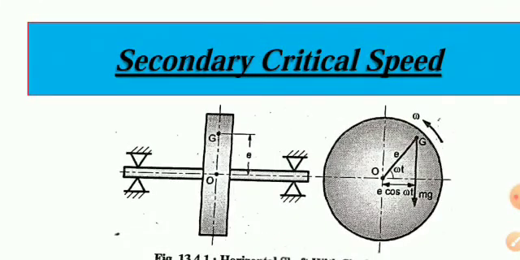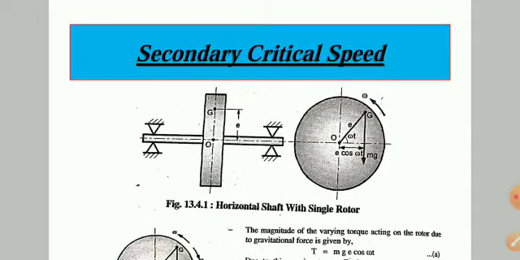First, secondary critical speed. The main or primary critical speed is observed due to the effect of centrifugal force of unbalanced mass. Whereas in case of horizontal shaft, earlier we discussed about the vertical shaft. Now here it is the case of horizontal shaft. Apart from the main critical speed, large amounts of vibration are observed at half of the critical speed due to the effect of center of gravity of rotor.